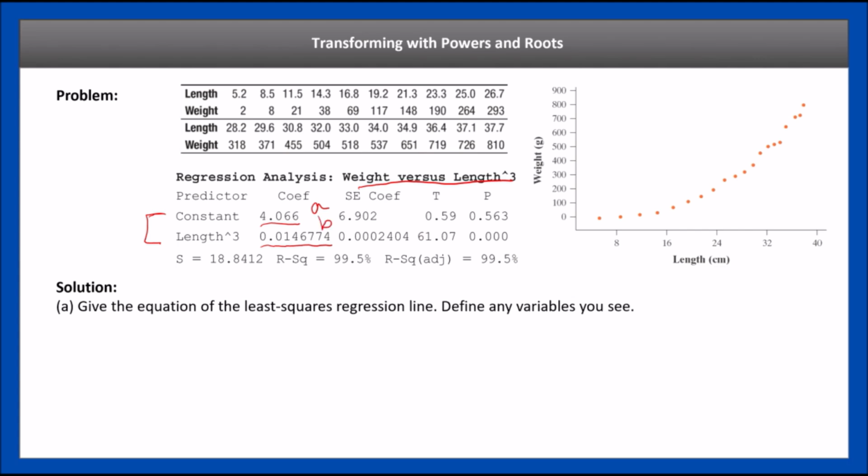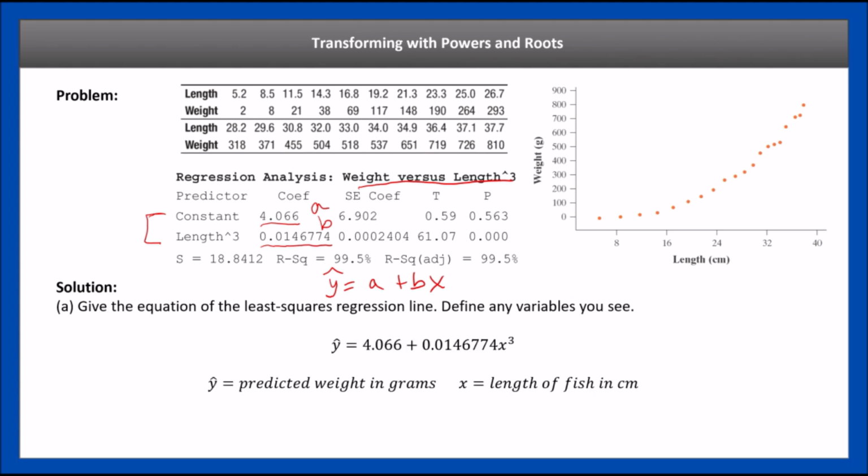a plus bx, right? Because remember the equation y hat equals a plus bx. So we're going to plug it in, but keeping in mind that x is cubed, that this is length to the third power. So we literally just plug our a and our b into our linear regression model, remembering that x is cubed.